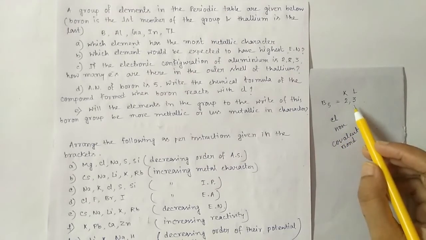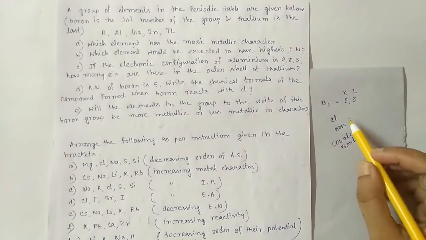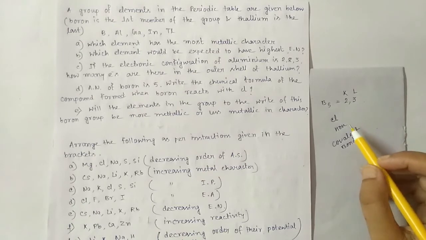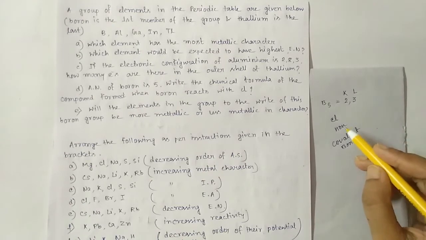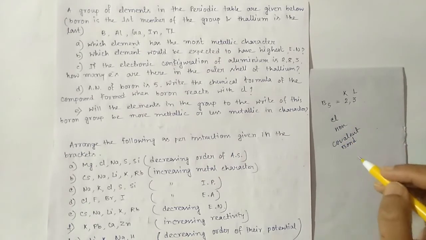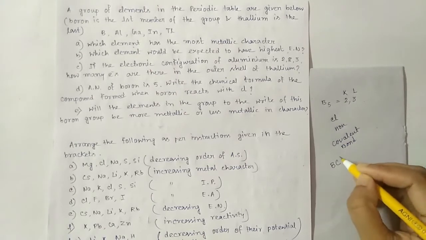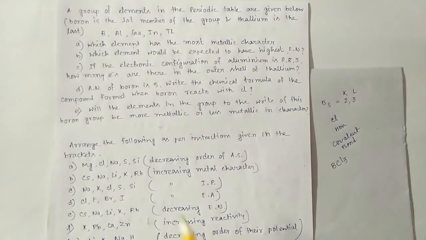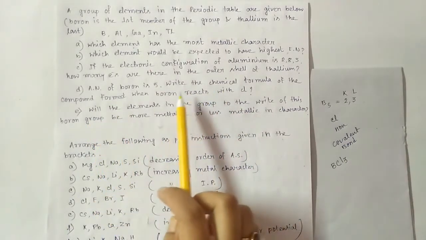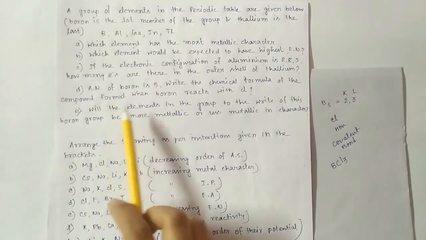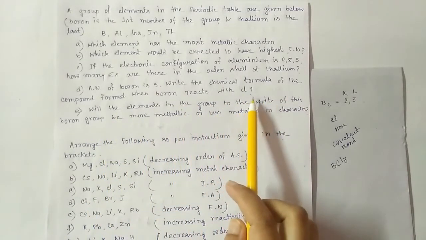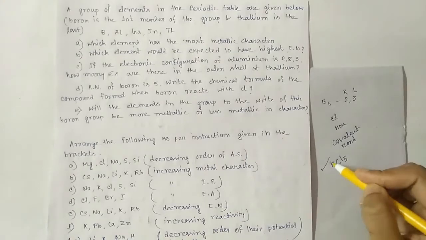As boron has 3 electrons in its outermost shell, it will share 3 electrons with 3 chlorine atoms and thus make BCl3. So, write the chemical formula of the compound formed when boron reacts with chlorine. It will be BCl3.